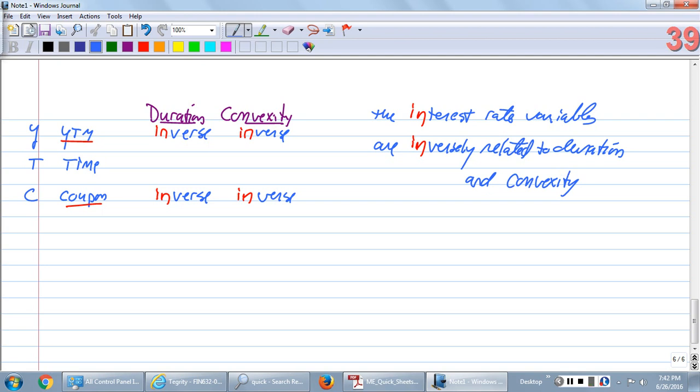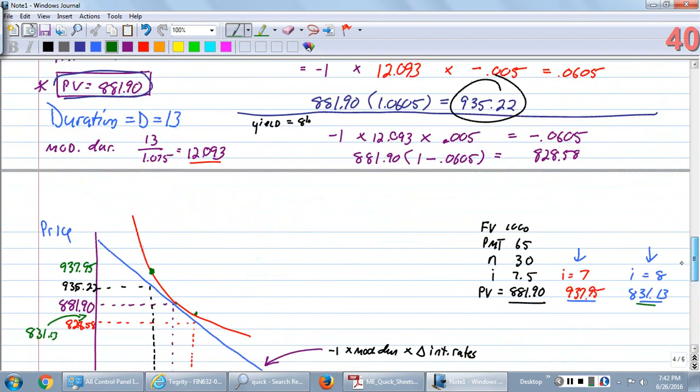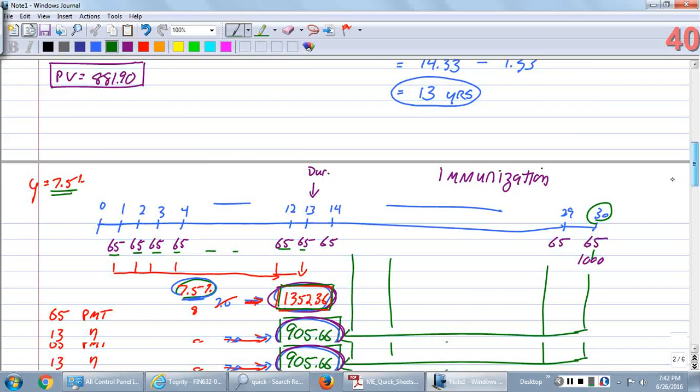The interest rate variables are inversely related to duration and convexity. So low yielding bonds have greater duration. Low yielding bonds have greater convexity. Low coupon bonds have greater duration. Low coupon bonds have greater convexity. Time is directly related. That means long-term bonds have greater duration. Long-term bonds have greater convexity. Short-term bonds, shorter duration and less convexity. Crazy, huh? I know, lots going on with this stuff.